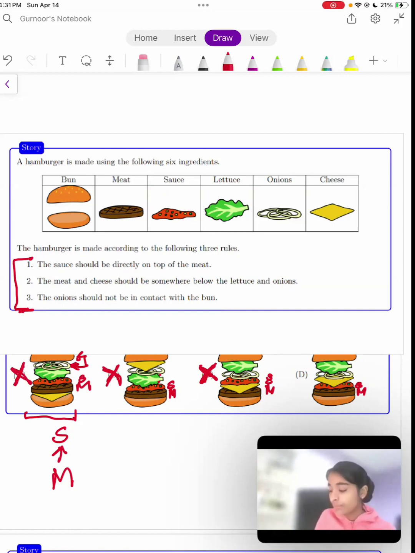So having a look at this, we can now tell that the correct answer choice is D. However, let's just confirm rule number 3. So here the onions are neither touching the bun, nor are the buns. So yes, this answer choice is the right one. Any questions about that? So our answer is D. Any questions?